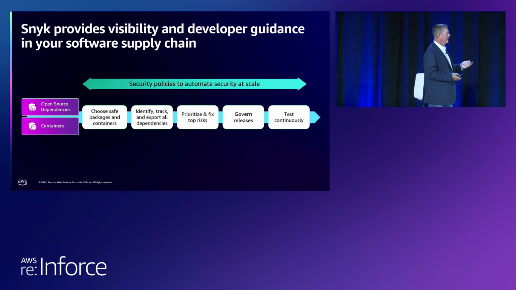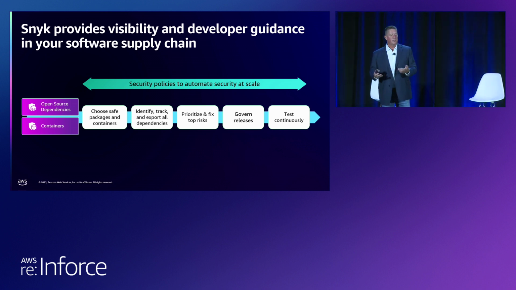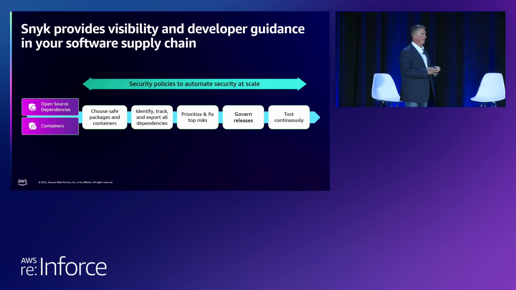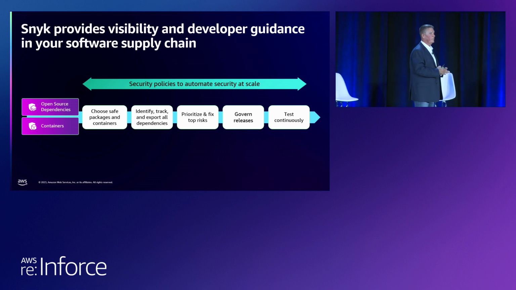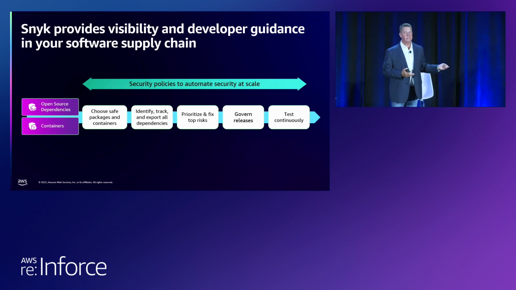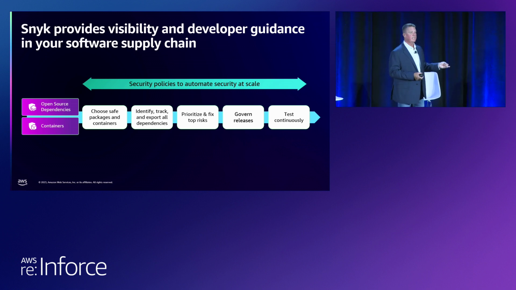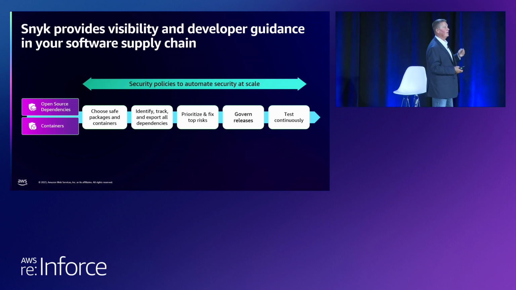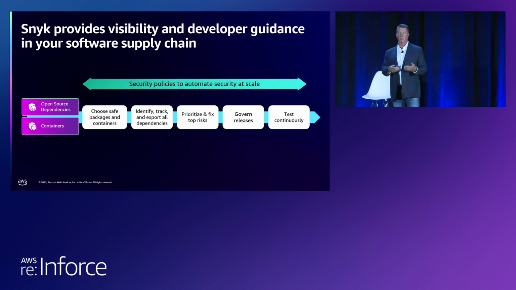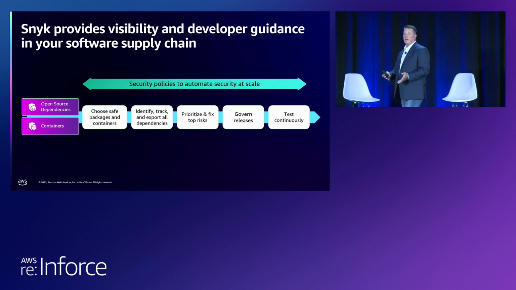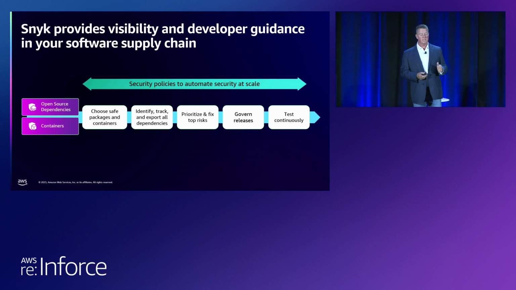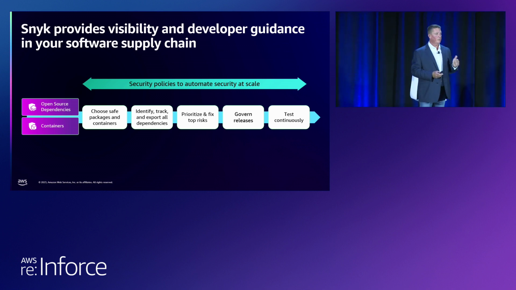So again, why not give developers insight to help them choose these safe packages, identify, track and understand all of these dependencies? Software bill of materials, right? As part of the executive order, the ability to communicate the embedded open source inside of applications has become a prominent focus on everybody. Why not provide that information early in the process? Prioritize and provide fix information associated with top risks, governing all those releases, and then continuously test.